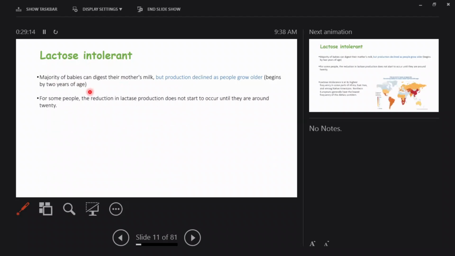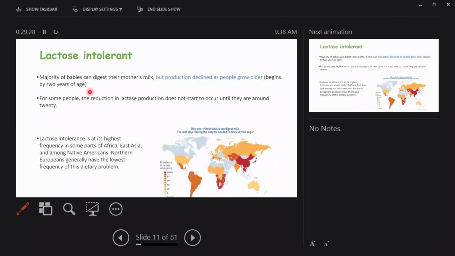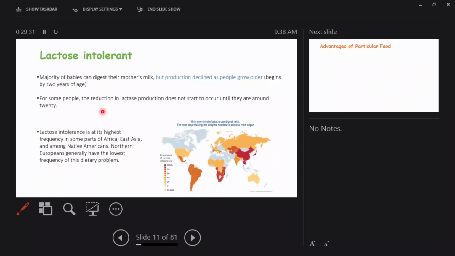It begins by 2 years of age. For some people, the reduction in lactase production does not start to occur until they are around 20. So some people, starting from their 20s, the body starts to not produce lactase anymore. Lactose intolerance is at its highest frequency in some parts of Africa, East Asia, and among Native Americans. Northern Europeans generally have the lowest frequency of this dietary problem, because they used to drink milk, right?